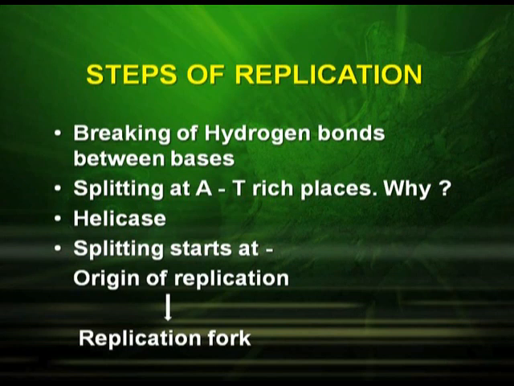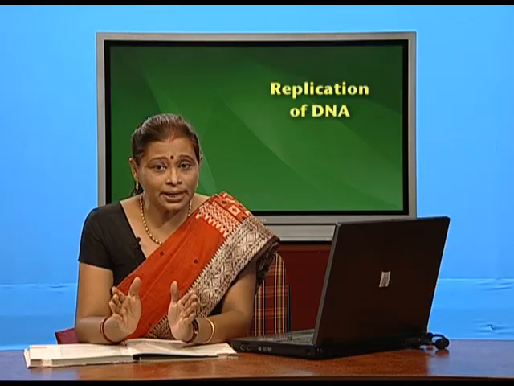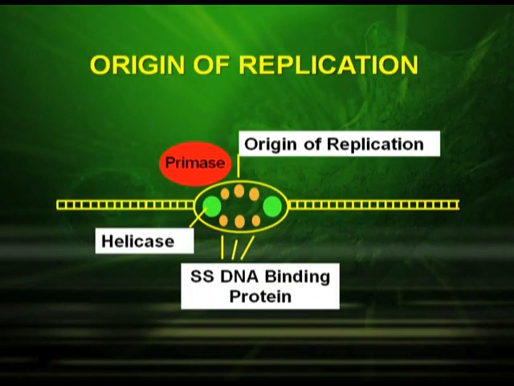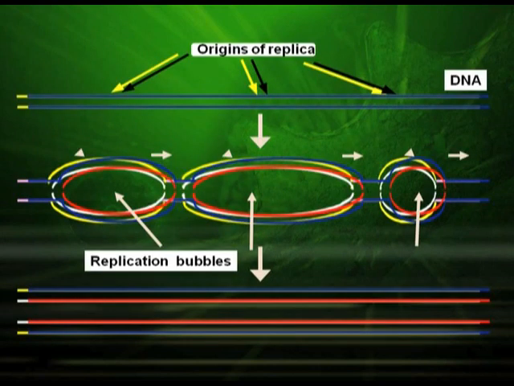So, when the replication starts, it gives rise to a replication fork. Now, let us understand the process with the help of the following diagram. This diagram shows the origin of replication. Here at a particular site, which is the origin of replication, the enzyme helicase comes and binds. Also, DNA binding proteins help in unwinding or unfolding of the DNA strands. Now, as the DNA strands unwind, replication bubbles are formed.